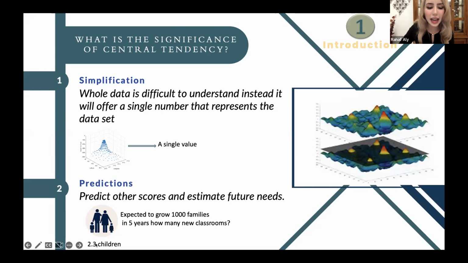Well, knowing that an average family has 2.3 children, and we're expected to grow by 1,000 families, you get the idea that central tendency is much more than just research. Central tendency is important for governments, for medical manufacturing companies, for businesses, and much more.